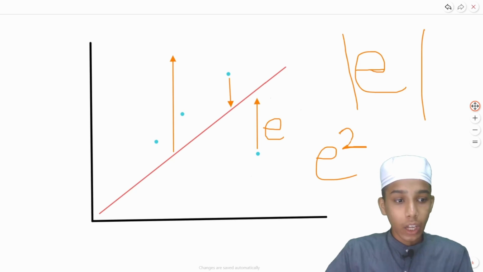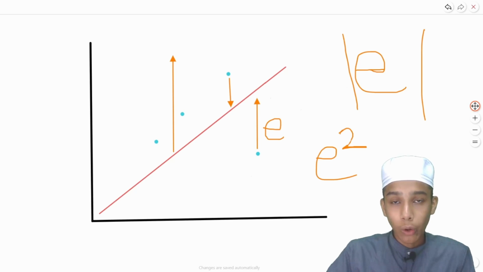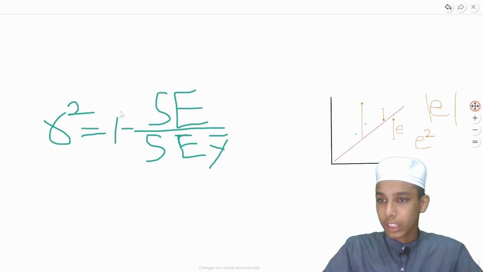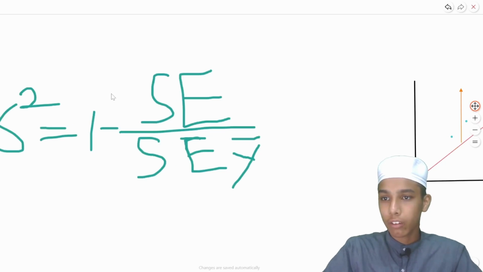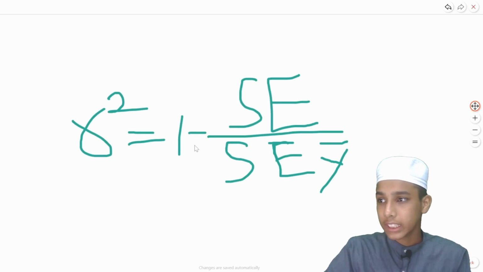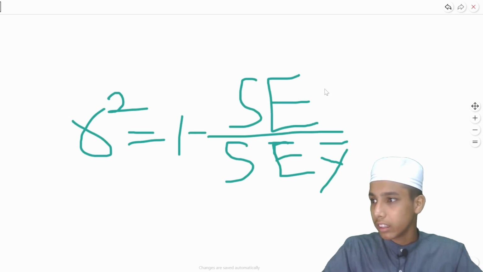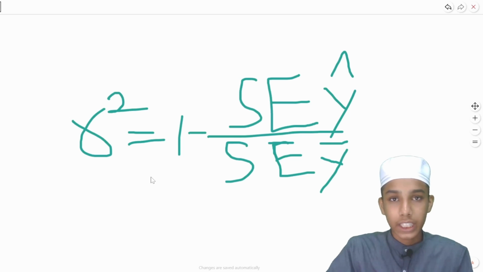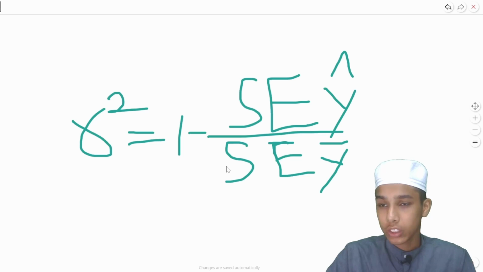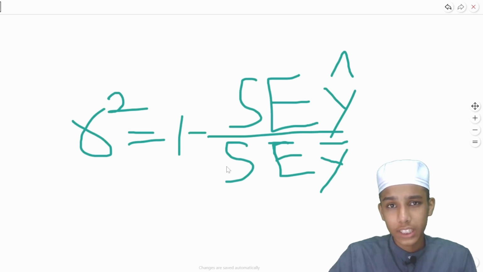Now, how will you calculate the coefficient of determination, or you could say the R squared? What is the formula for doing that? As you can see on the screen, the formula is R squared equals 1 minus SE y hat divided by SE y mean, the squared error of y hat over the squared error of y mean. So this is the formula for calculating the R squared, or coefficient of determination.